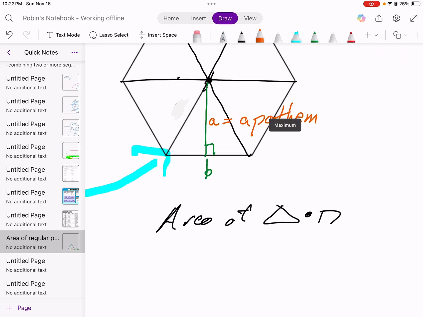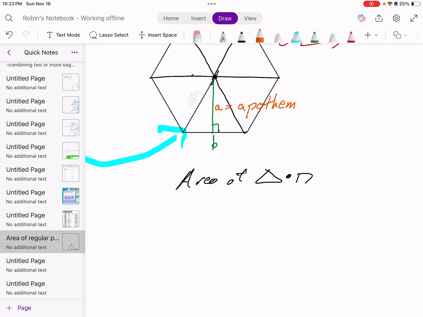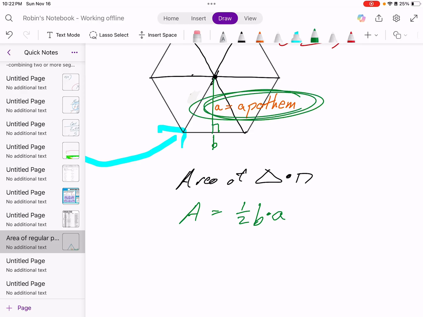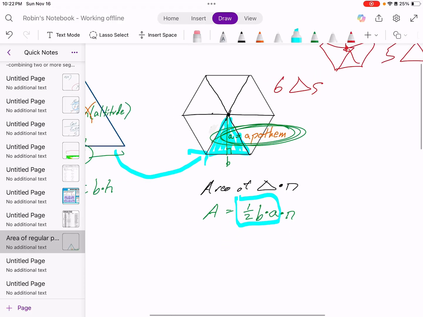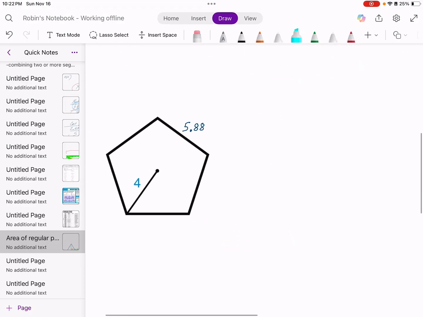So if I was just focusing on this one triangle here, I know that the area of a triangle is normally 1/2 base times height. But that means my area is 1/2 of the base times the apothem times the number of sides. Because 1/2 base times the apothem is going to get me this one triangle inside, and then I'm going to multiply by the number of sides. That's going to give me the area of any regular polygon.